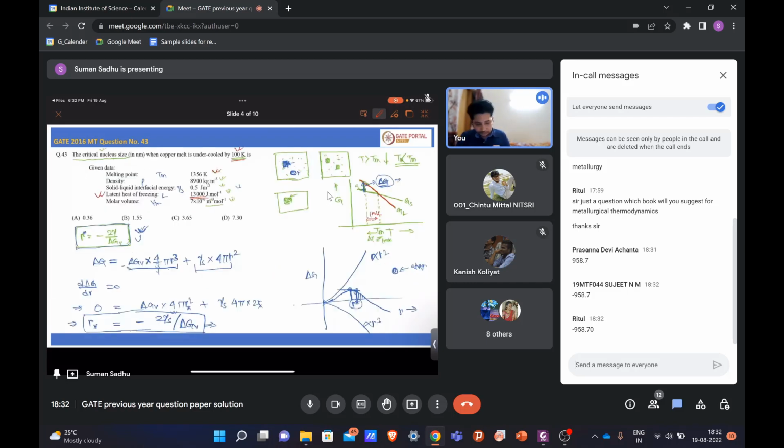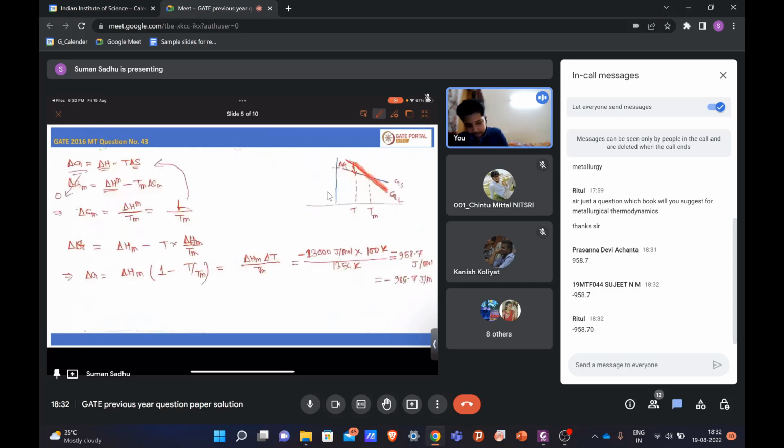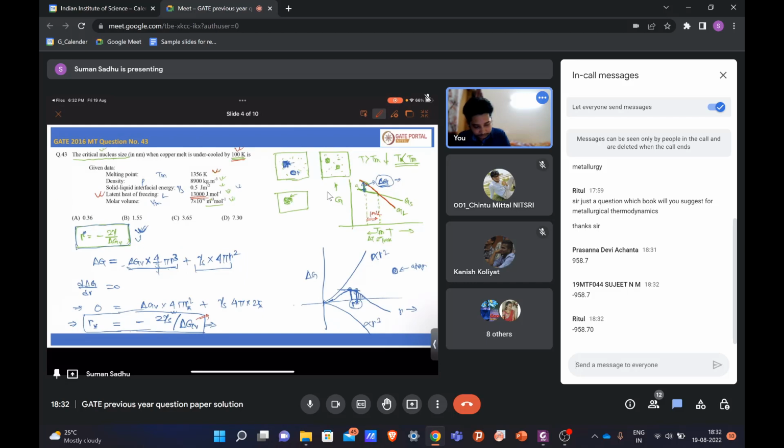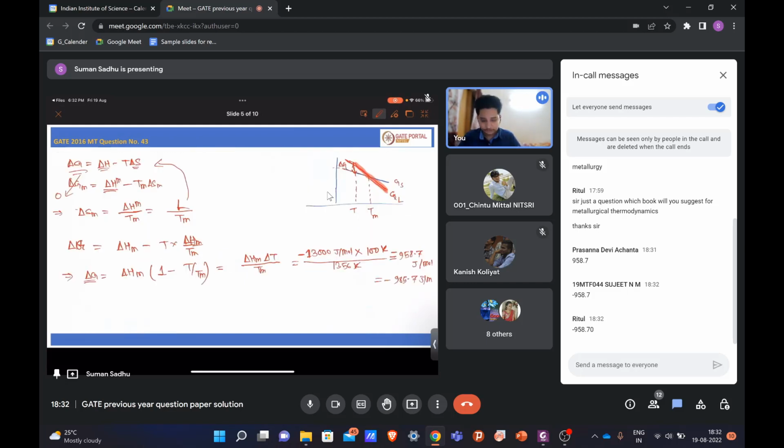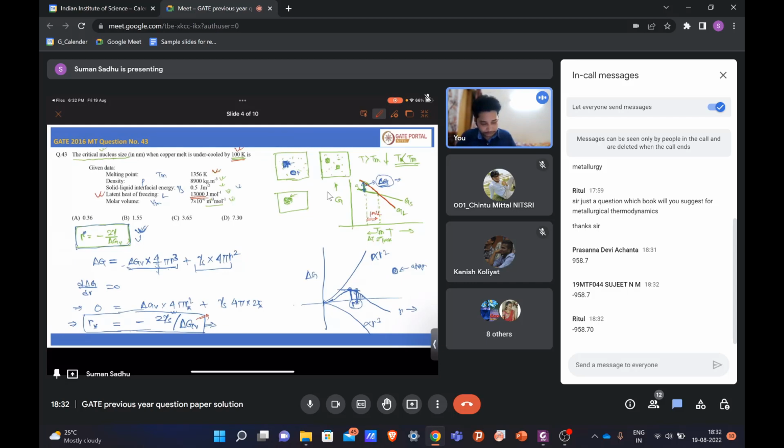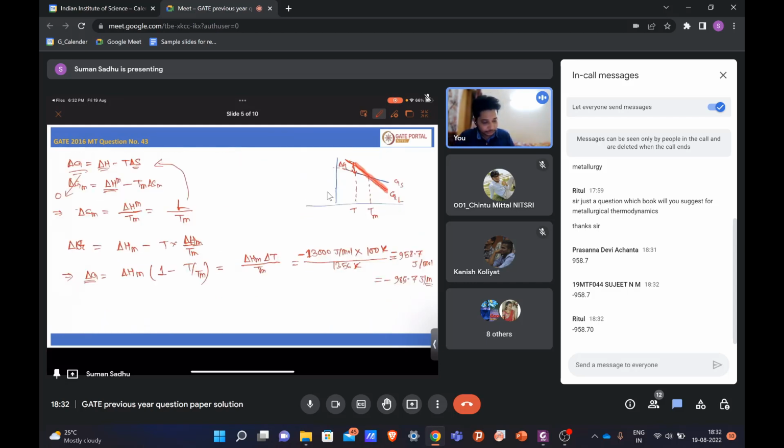Now you can see that this is delta GV and this is delta G. These two are not totally equal because delta GV is the free energy change per volume, per unit volume. But this is per mole only, so it is not per volume. So in order to get delta GV, we have to divide the delta G by molar volume.